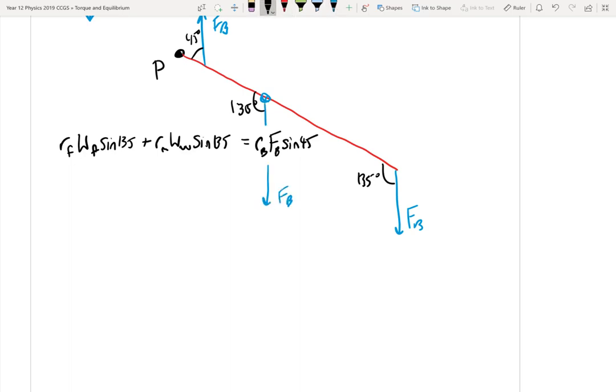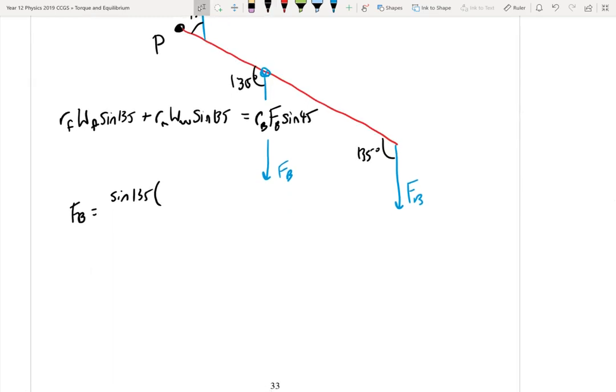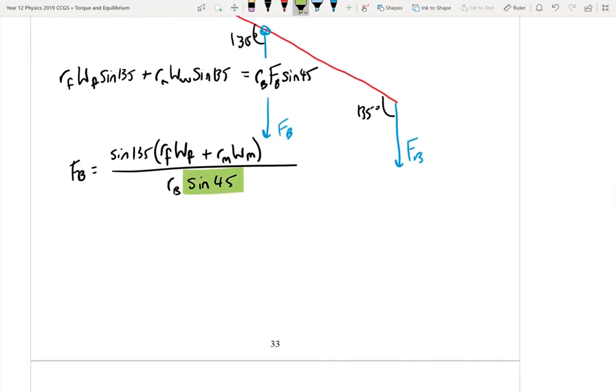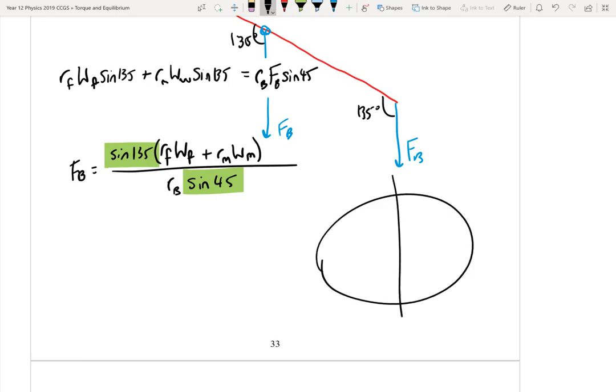If we rearrange for force bicep, sine 135 is a common factor to both, so F bicep equals sine 135 times (RF WF plus R mass W mass) over R bicep sine 45. What we have here are supplementary angles, which will be the same. Here's our unit circle, we're just on either side of it. Those will cancel. Sine of 135 is the same value as sine 45. And so it does not matter the angle of your forearm. The biceps tendon will maintain, providing there's no acceleration, of course. If we held the object at 45 below the horizontal, it would still give you a force of 157 newtons.